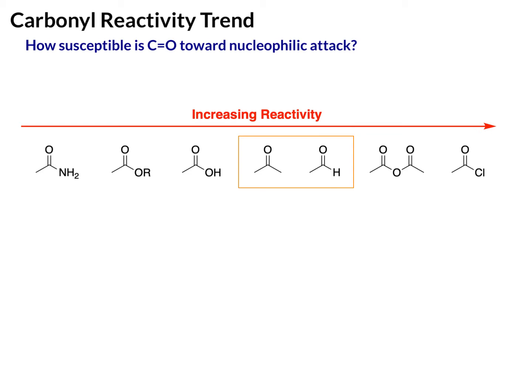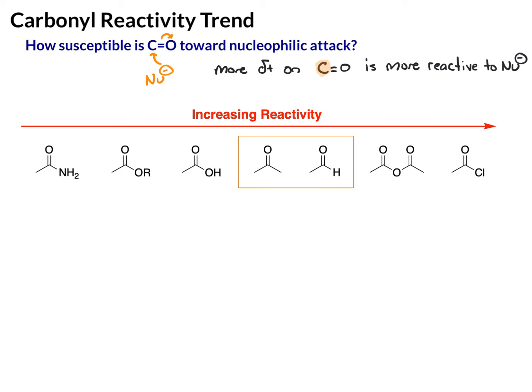Basically, what we're asking here is how susceptible is the carbonyl toward nucleophilic attack? So we're thinking about adding a nucleophile with a negative charge to the carbonyl carbon. What's going to be most attracted to a nucleophile is something that's positively charged. So more positive character on the carbonyl means it's going to be more reactive to the nucleophile. So what we're going to do is look at these carbonyl compounds and analyze them for both inductive and resonance effects to see what makes things more or less reactive.